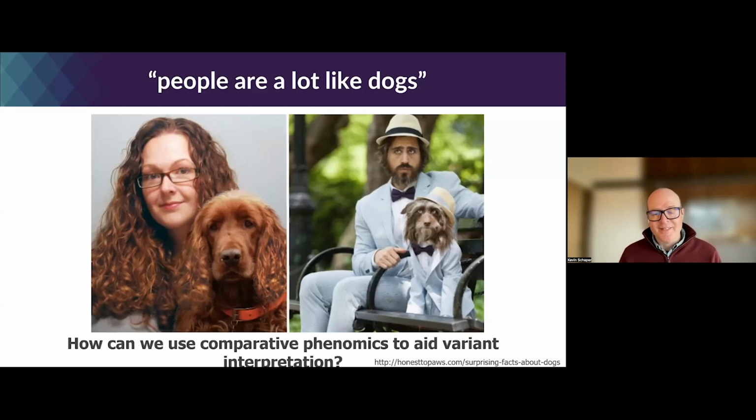So as a non-biologist, people are a lot like dogs. It's a sort of comfortable summation of evolutionary biology. So humans and other animals obviously share a great deal of genotypic similarity, but we also look at how to mine ways that we can match phenotypic similarities.